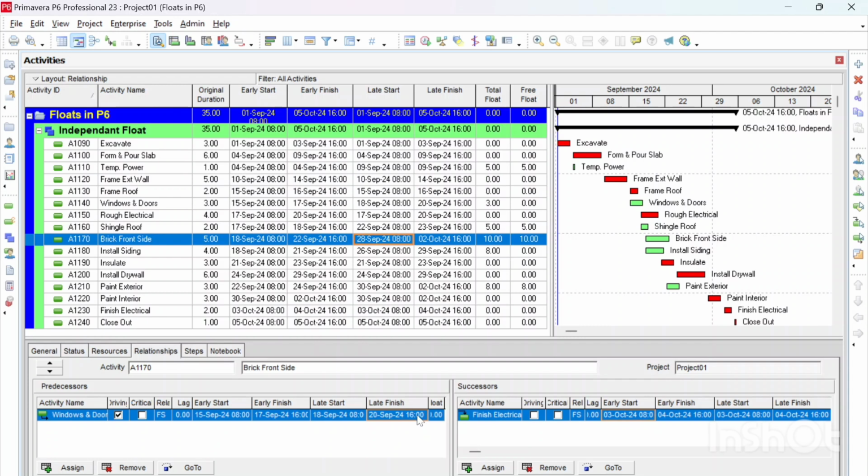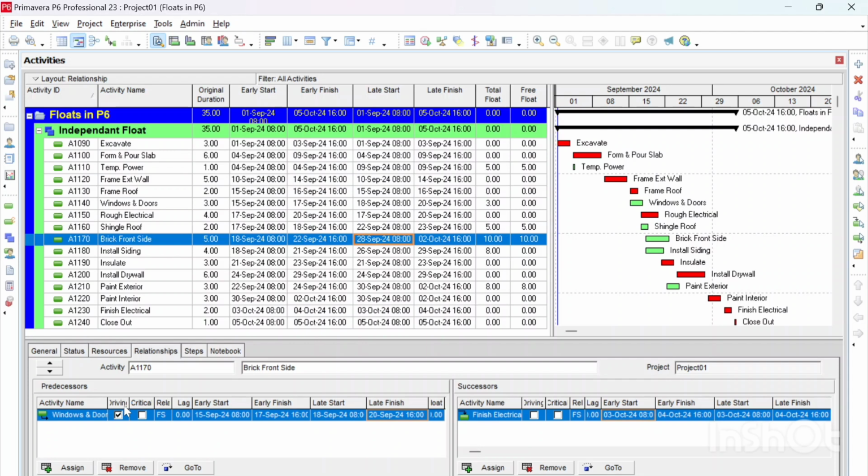That's the end of the day. So counting from September 21st, 22nd, 23rd, 24th, 25th, 26th, 27th, these are 7 days until the end of the 27th, and then the late start of the next activity will be at the beginning of the 28th at 8 in the morning. So we have 7 days of independent float, and the remaining 3 days of float are shared with the windows and doors activity.